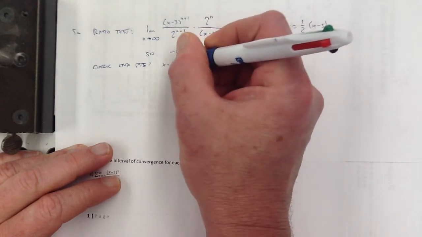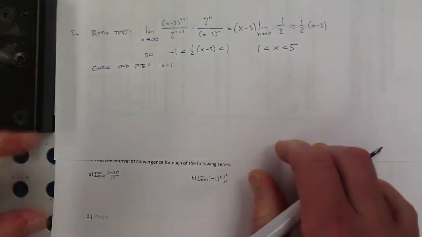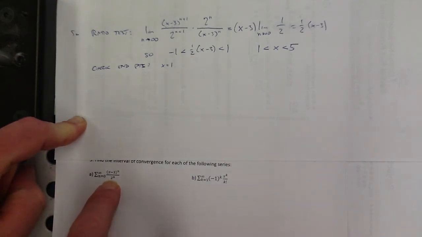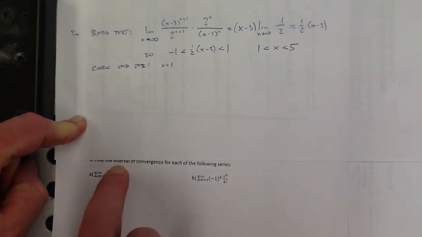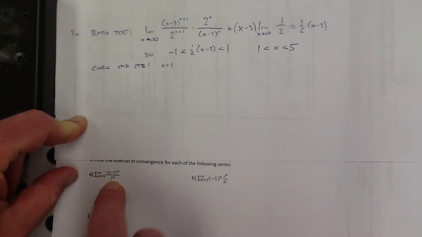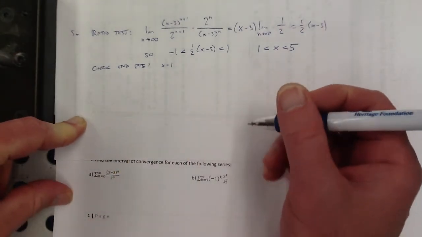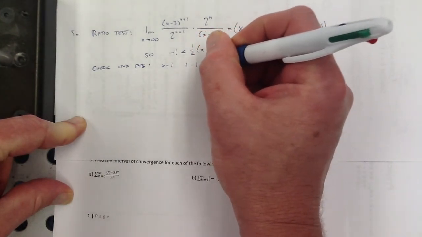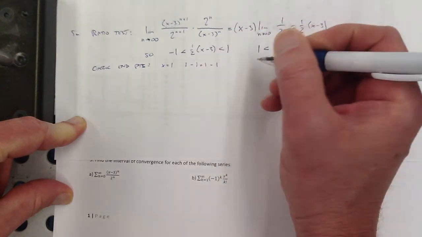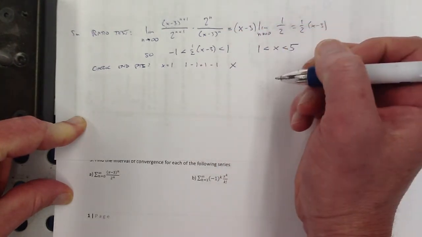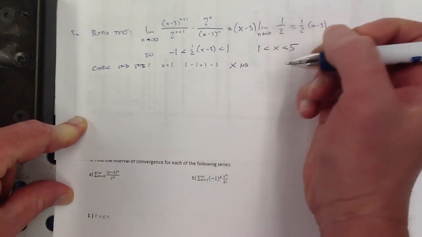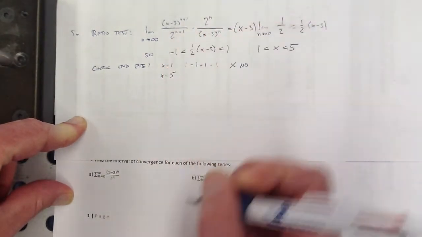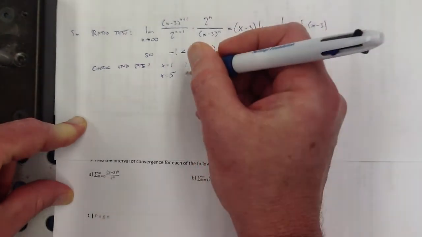So at x equals 1, when I plug x equals 1 into this, I get negative 2 to the n over 2 to the n, which is going to be, when I plug in 0, I'm going to get 1, and then I'm going to get negative 1, I'm going to get 1, I'm going to get negative 1. So that is a bust. It does not converge there. And then here, when I try 5, well, that's even worse.